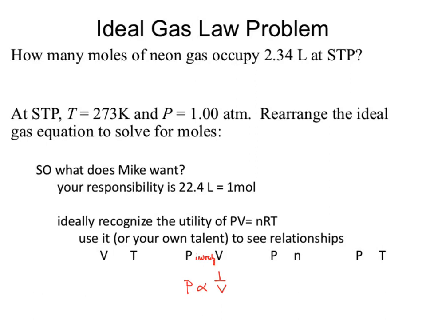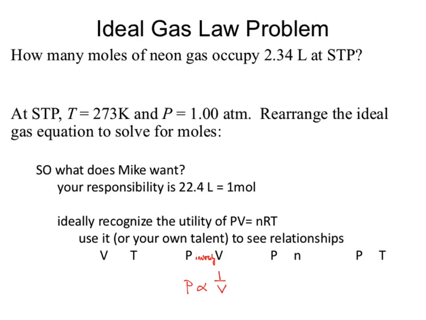So let's switch it around. Let's start with a large volume and make it a smaller volume. Let's say volume is 10. What would my pressure be? That one, hopefully, you would have been able to do in your head. If you can't, this is why you have a calculator. What is 1 over 10? 0.1.